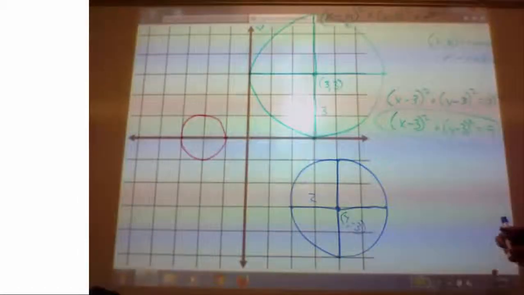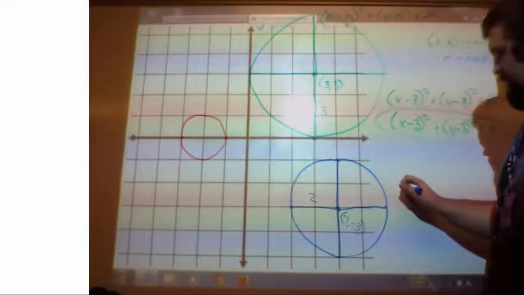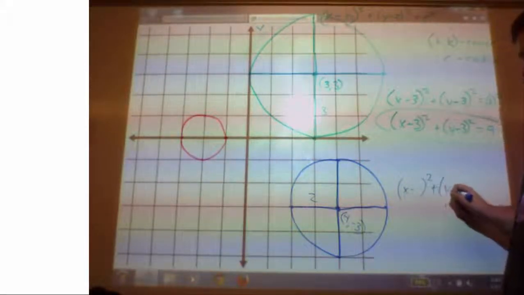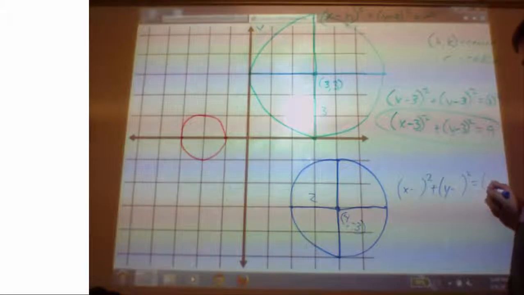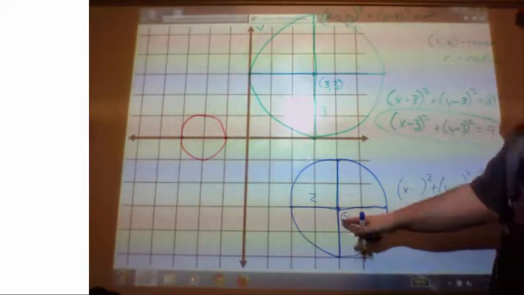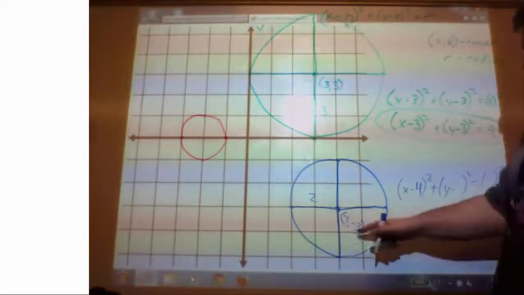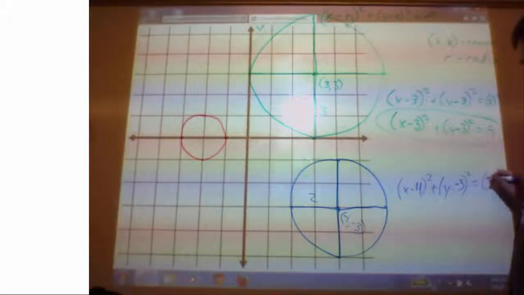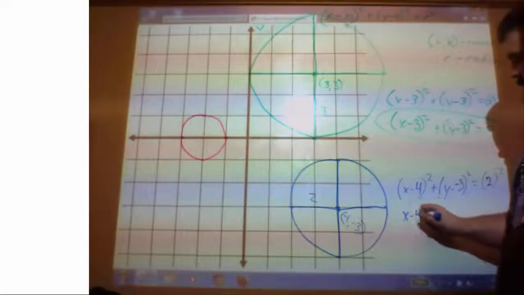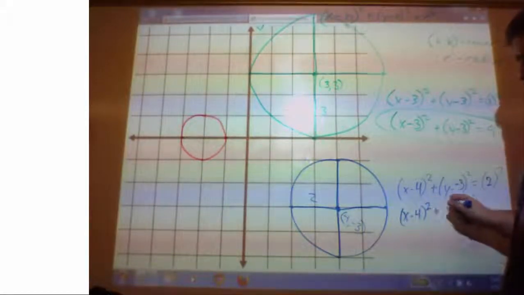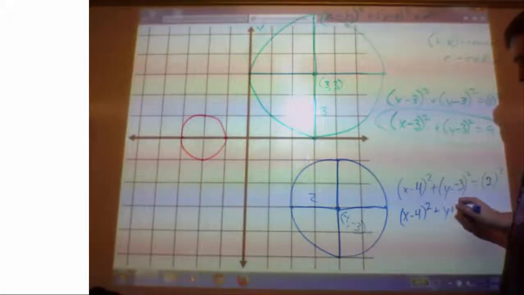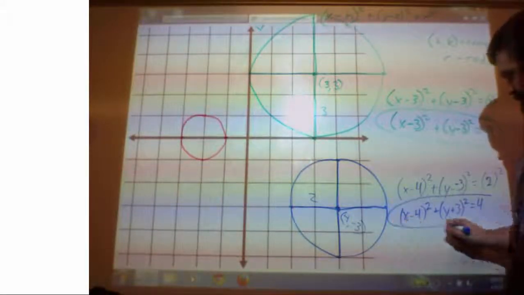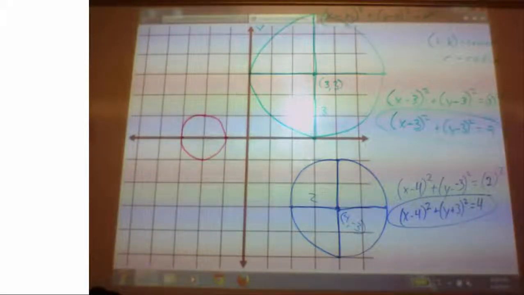Now it's just plug into the equation. I have my center and my radius. So (x - h)² + (y - k)² = r². H is the x coordinate, 4. K is the y coordinate, -3. And r is 2. X minus 4 just gets recopied. Y minus negative 3 is y plus 3 quantity squared. And 2 squared is 4. Go ahead and try the last one on your own.